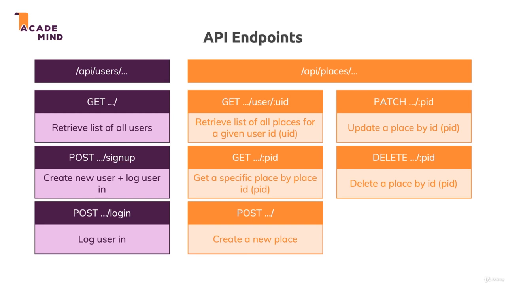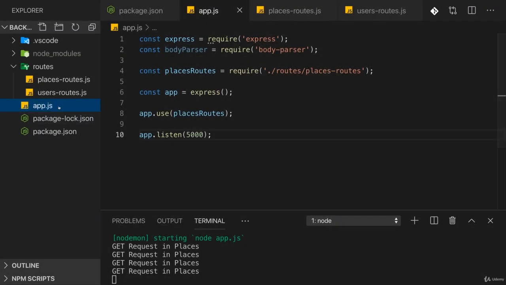Let's also make sure that we only reach our places routes if the request starts with /API/places as indicated on that slide, and not with /nothing as it's currently the case. Because we also want to be able to use /API/users to later reach our users routes. So for that, back in our application, to make sure that we only make it to these places routes if the request starts with /API/places, we have to add a filter here on this middleware in the app.js file.